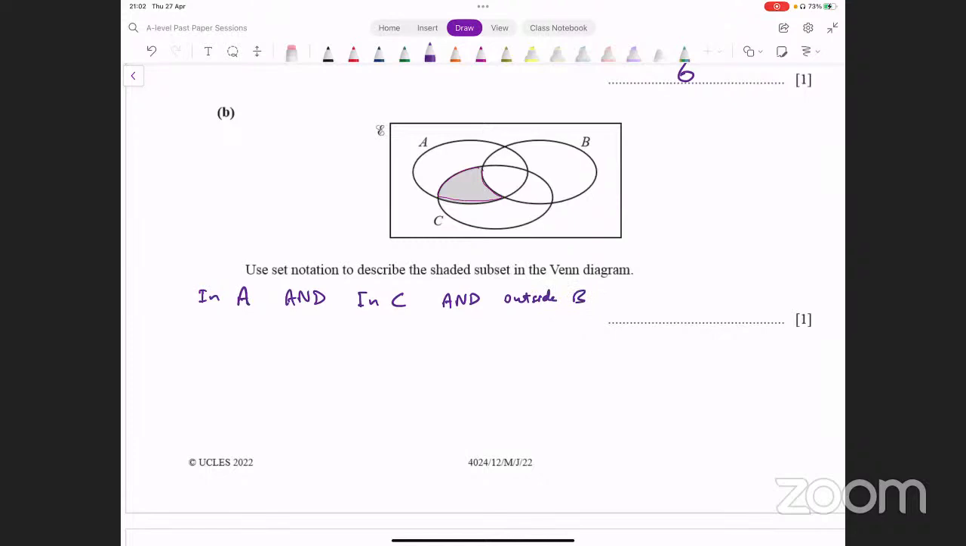How do you write that in set notation? A and C and outside B. That's how you can write it. The order can be whatever you like, that doesn't matter. They are all intersections, so you can use any order. You would say A intersection C, it should be inside both A and C, and at the same time not inside B. So this is how you describe this region. It's A intersection C intersection B complement. That's the result here.